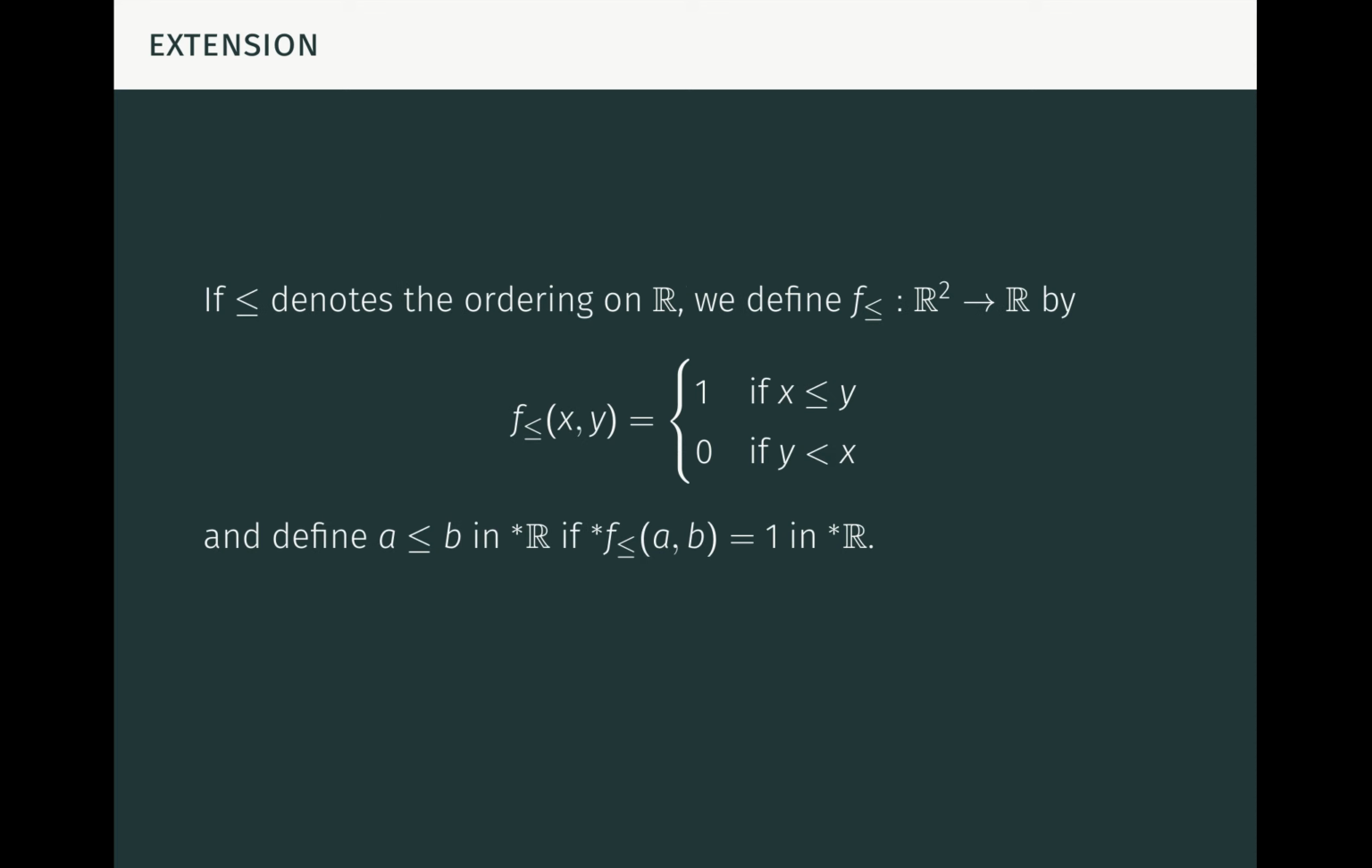Similarly, if less than or equal to denotes the ordering on R, we can define its characteristic function f_≤ on R^2 by mapping the pair (x, y) to 1 if x is less than or equal to y, and to 0 otherwise. We can then define A to be less than or equal to B in *R if *f_≤ of (A, B) is 1 in *R. It follows that A is less than or equal to B in *R if and only if a_n is less than or equal to b_n for almost all n.